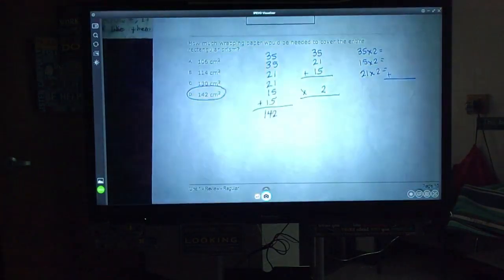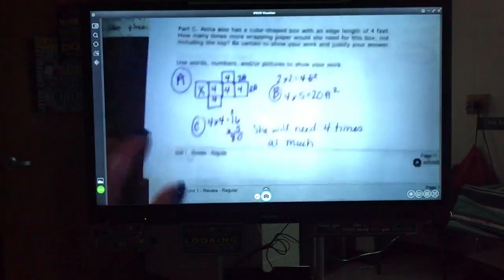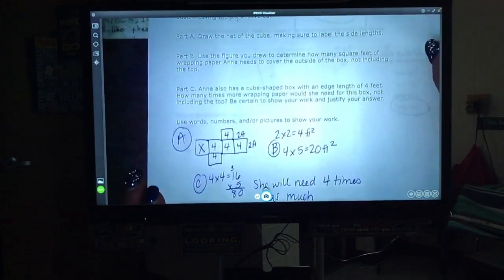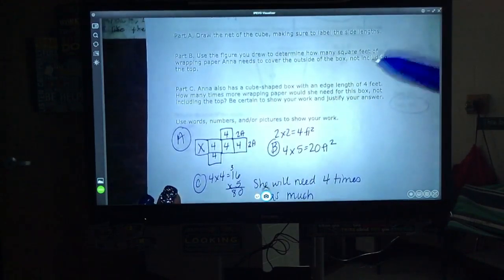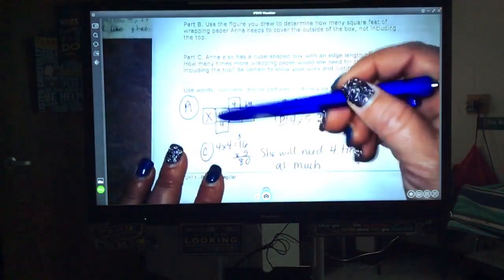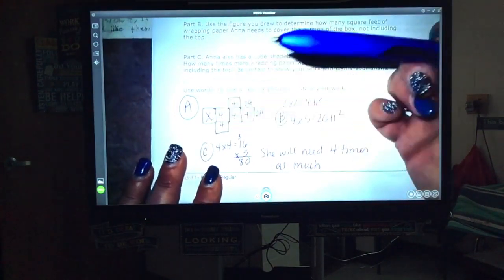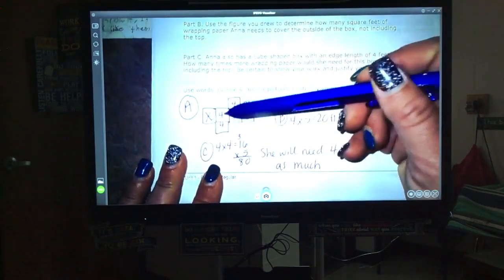All right, are you guys sure there's nothing else you want to go over? You feel good? Ronnie? 14, you're not going to see anything like that on your test. But just look at 14. So for A, because it says draw the net, making sure to label the sides. So remember, you're not using one side because she doesn't want to wrap the top. So you just draw your net and you find the total.